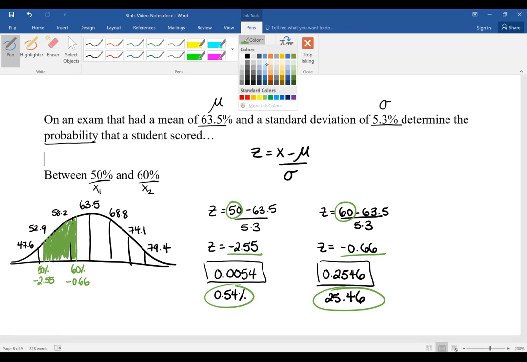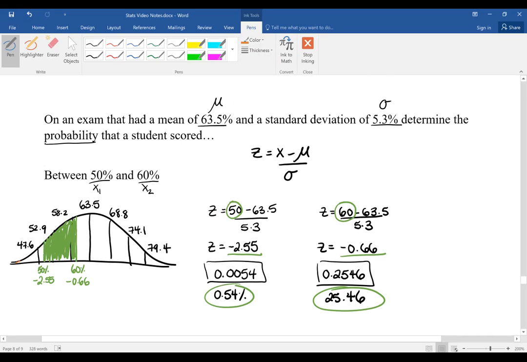If I color it in just to reiterate this, when we were looking at the first part, from here to here was representing 0.54%. This section here is representing 25.46%, everything below here. So notice that I've double counted this section twice. So that means that I need to subtract these two percentages.